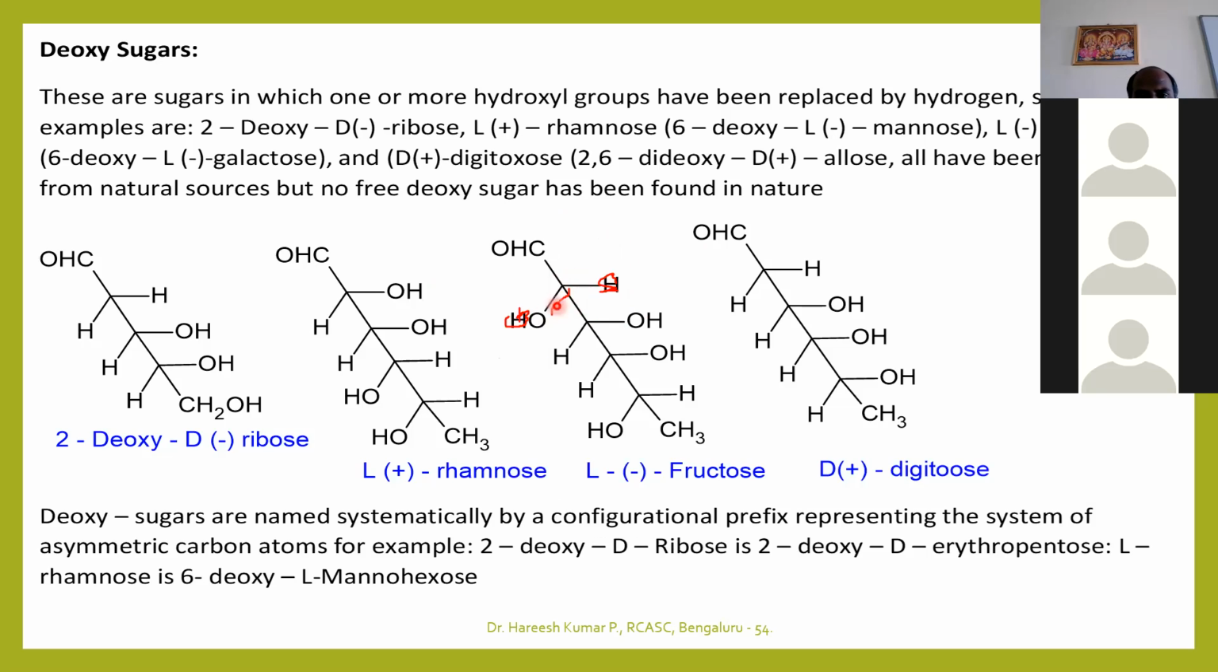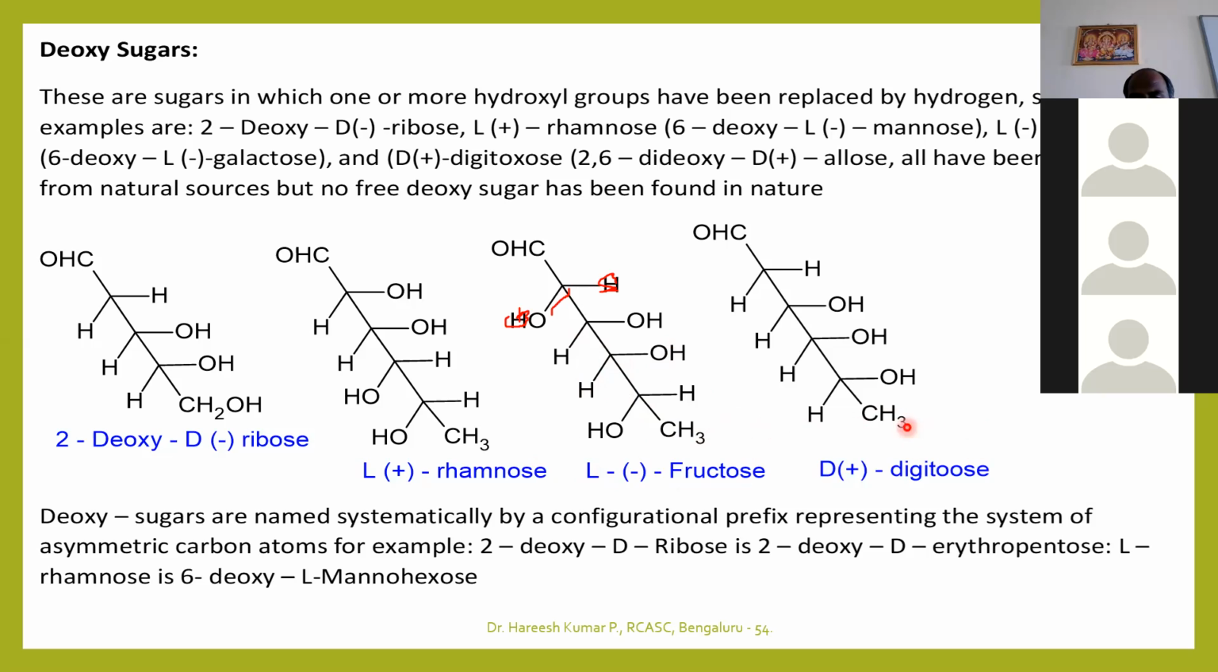So now there is a ketone functional group at the second carbon. And what you can observe is that at the sixth carbon atom, a hydroxy group is replaced with hydrogen. So that is the reason this is called 6-deoxy L-fructose. 6-deoxy L-fructose is nothing but a deoxy sugar.